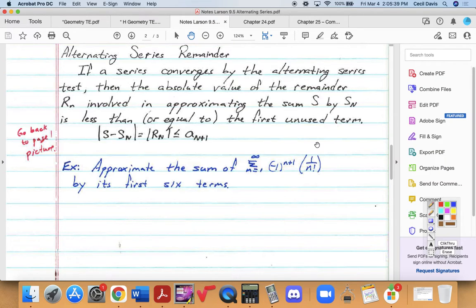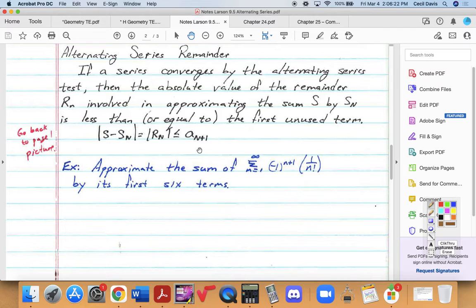So in other words, after I've added several terms together, the absolute value of the difference between what I have gotten and the actual sum is called the absolute value of the remainder, R sub n, and that will be less than or equal to a sub n plus 1, the next unused term. So if you've added the first 10 terms together, all you have to do is look at the positive part of the 11th term, and that's the maximum error you could have.